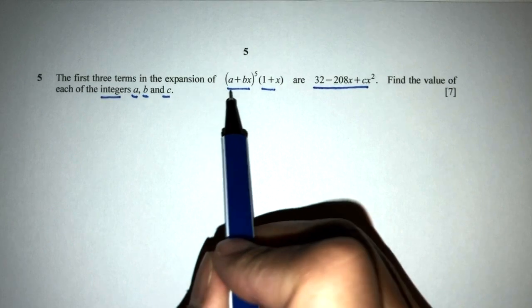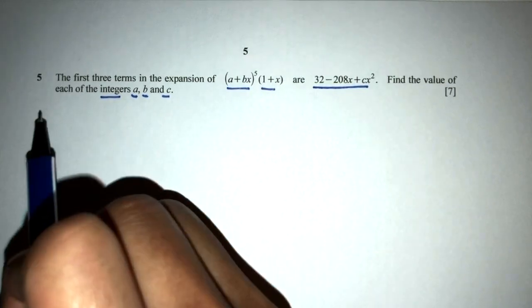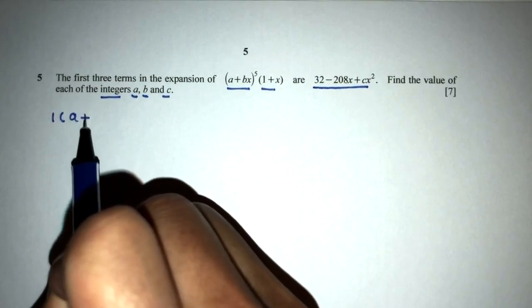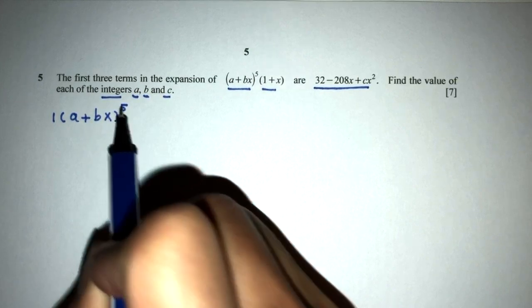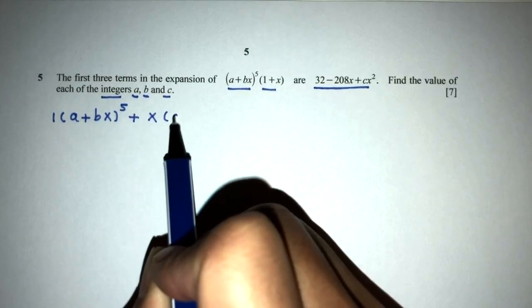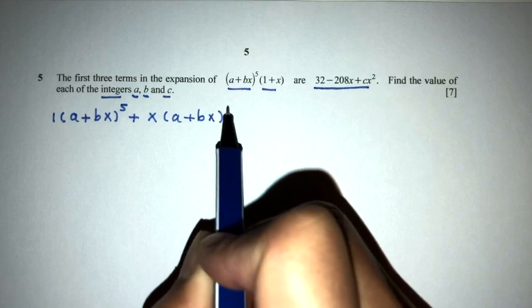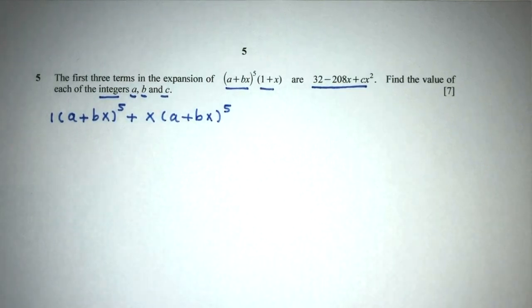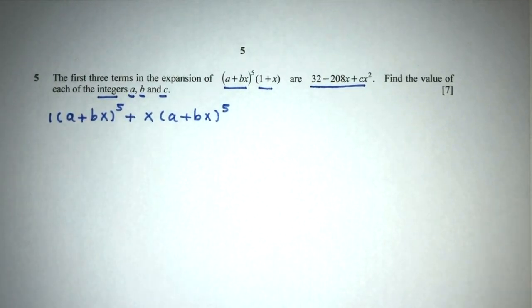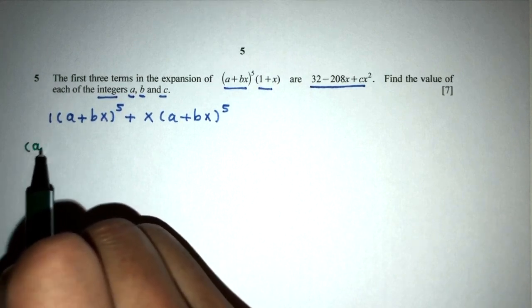So step by step, if you were to expand this, what would you get? You will get 1 times (a plus bx) to the power 5 and plus x times (a plus bx) to the power 5. Now let's try to simplify one by one. So let's first find what is the expansion of this.